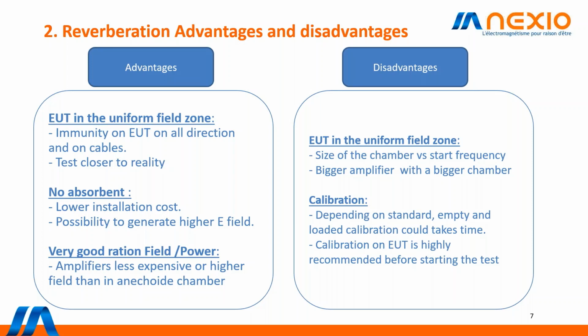Disadvantages now. The size of the chamber versus the start frequency, as we said earlier: if you want a lower frequency, you're going to have to have a bigger room. So a bigger amplifier with a bigger chamber, obviously. And the calibration, depending on standards, empty and loaded calibration could take time. And the calibration on EUT is highly recommended before starting the test.